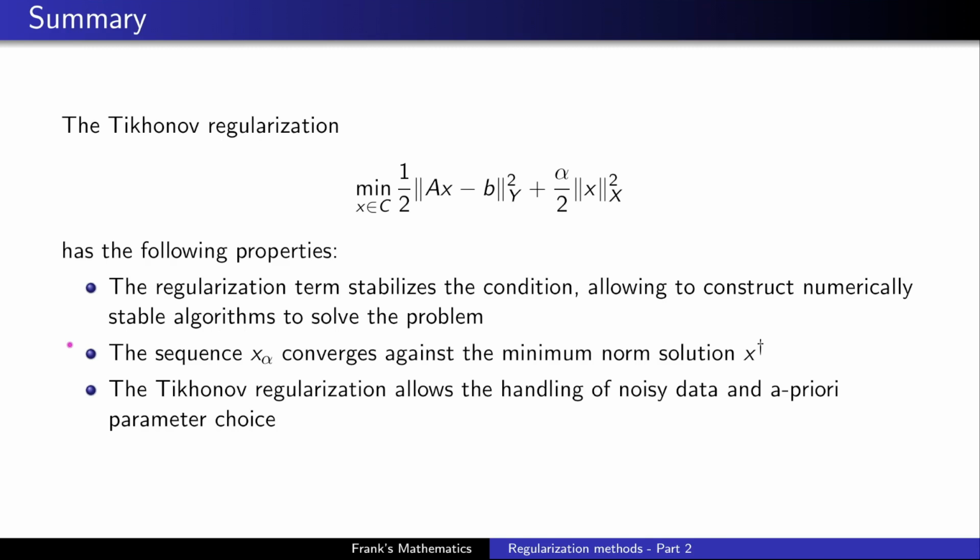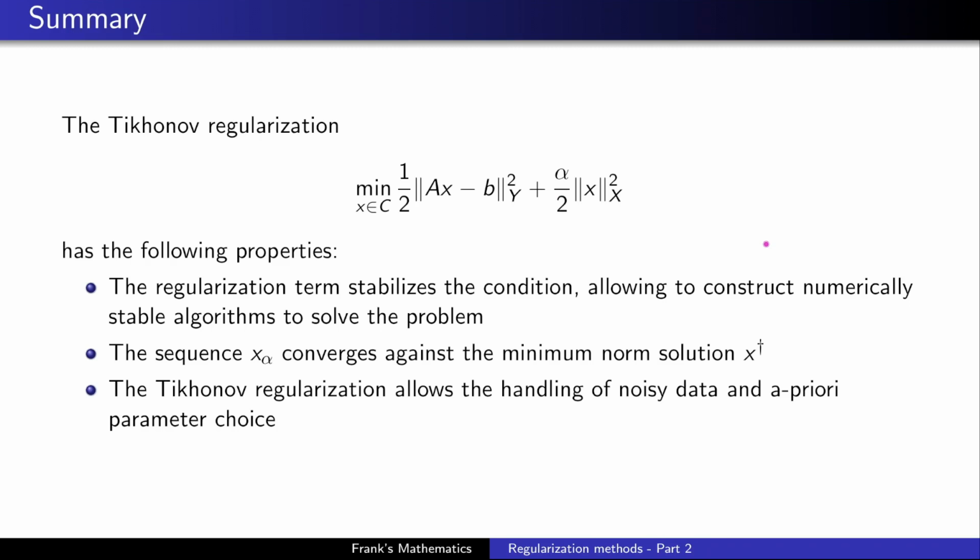So physicists are happy at this point, and the mathematician is happy because he has strong convergence, so everybody is happy. Perfect. And I showed you that the Tikhonov regularization is capable of dealing with noisy data, and you can also construct some a priori parameter choice, how to choose your parameter alpha depending on the noise.